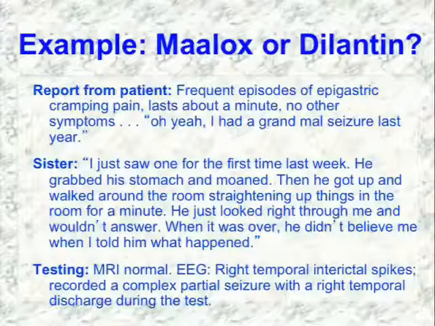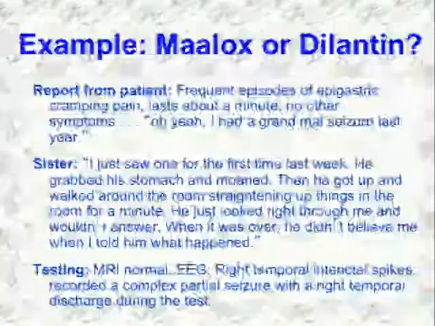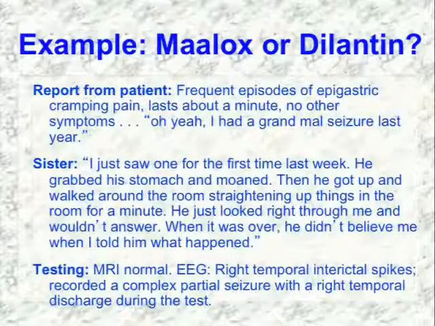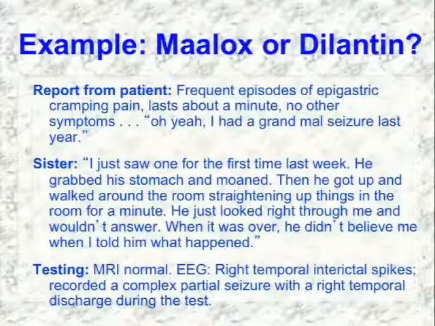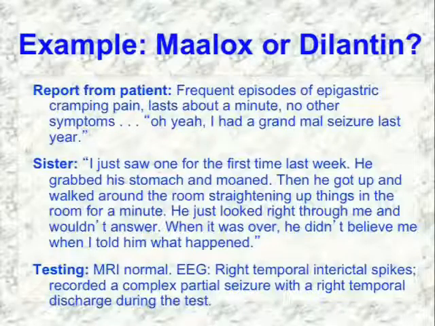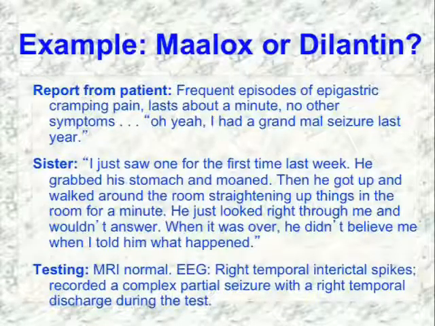And when it was over, she told him what had happened, and he didn't believe her because he had no memory of doing all this stuff. So it wasn't that this patient was hiding something from me. He didn't remember, and it's because of his seizure. But this is a clear history. This is a complex partial seizure. You don't need any other test or confirmation to know that this guy has complex partial seizures.